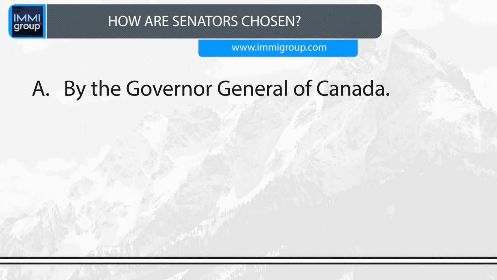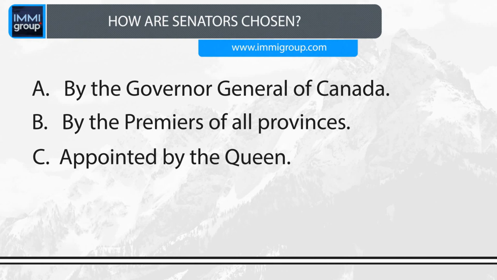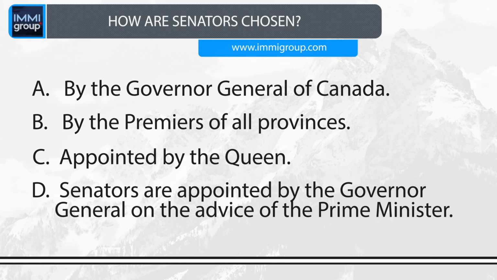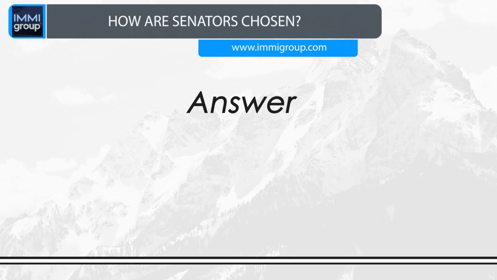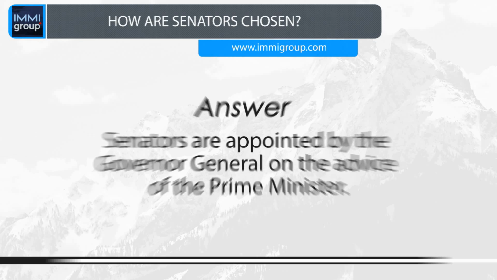How are senators chosen? A. By the Governor-General of Canada. B. By the Premiers of all provinces. C. Appointed by the Queen. D. Senators are appointed by the Governor-General on the advice of the Prime Minister. Answer: Senators are appointed by the Governor-General on the advice of the Prime Minister.